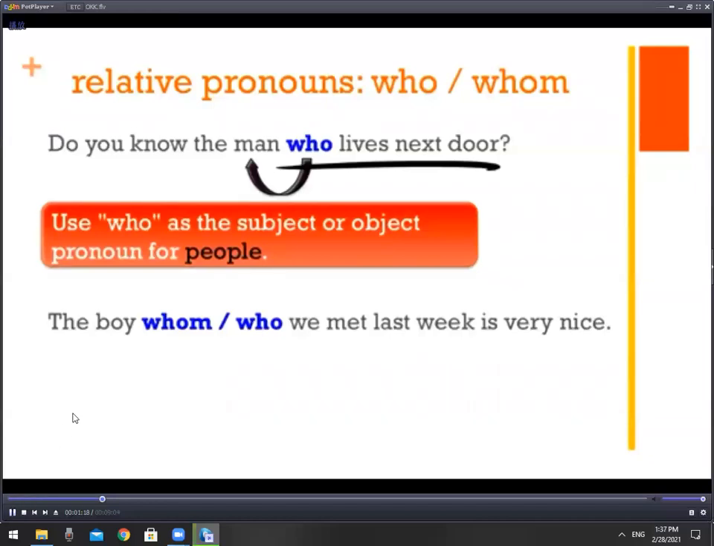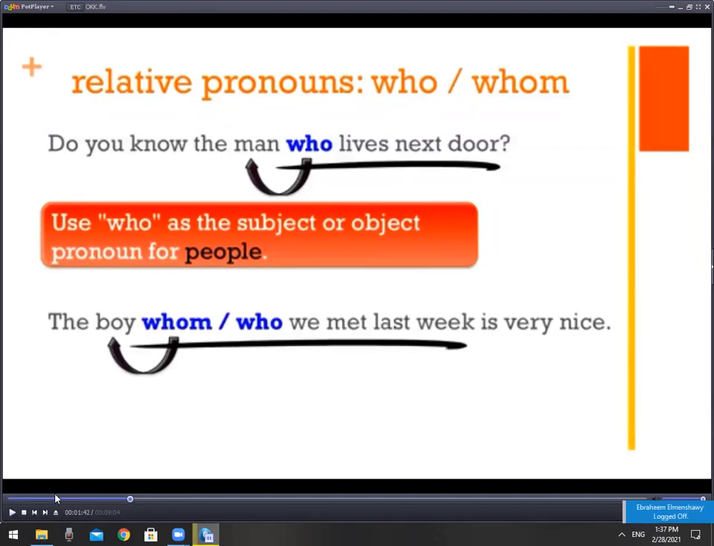Continue. Nice. I can also say the boy who we met last week is very nice. In this case, it's actually again a person, the boy, and the who and the whom, your relative pronouns, actually introduce the relative clause, and the information is we met him last week. The boy whom we met last week is very nice. Okay, is it clear now, that point?